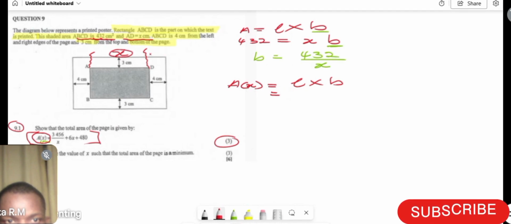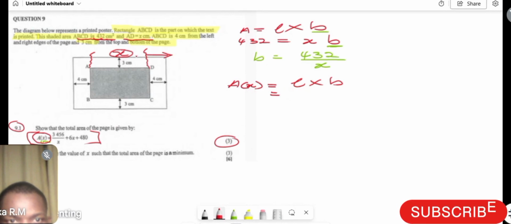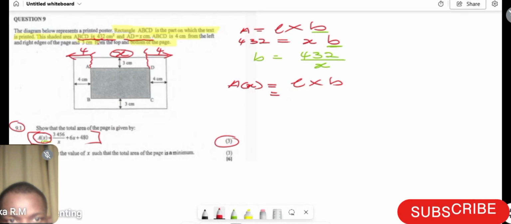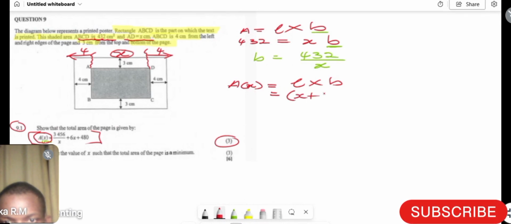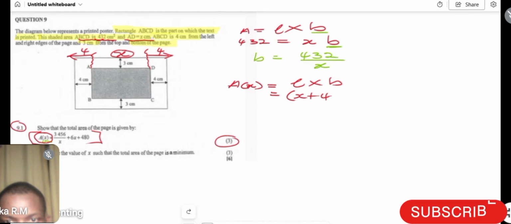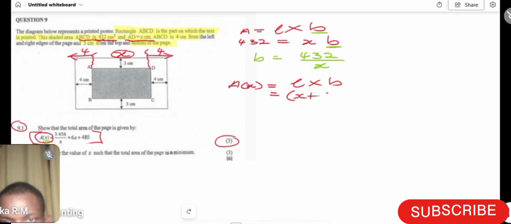They told us that the printed part was x centimeters, but also the edge of the page was 4 centimeters from the right and also 4 centimeters on the left hand side. So with that being said, we will have to rewrite the length as x plus 4 plus 4, which will give us 8. Sorry about that. So we should have 8 in the brackets.